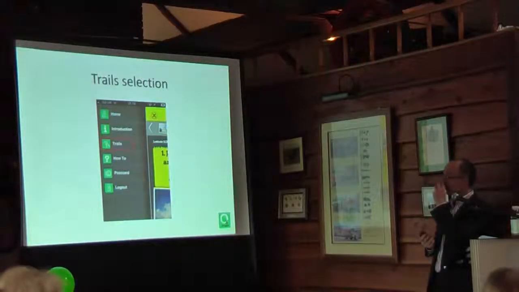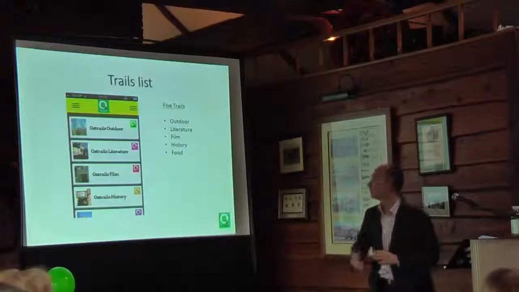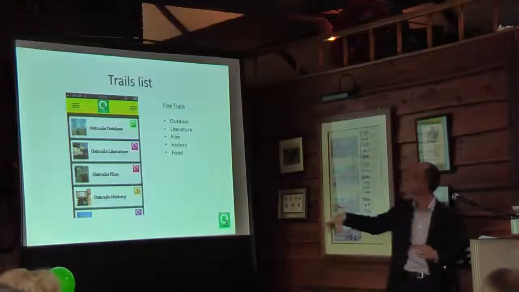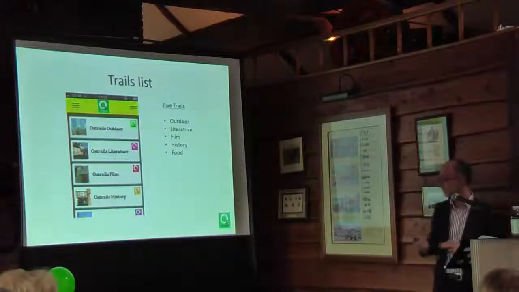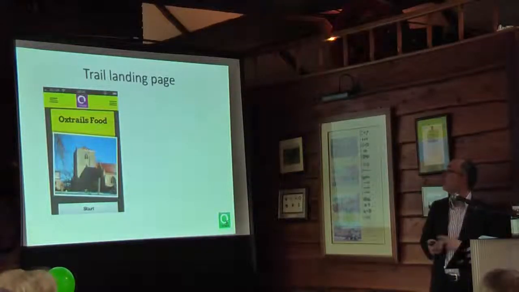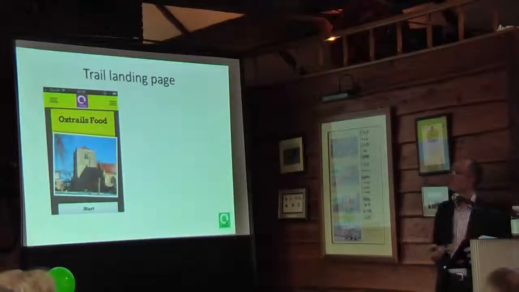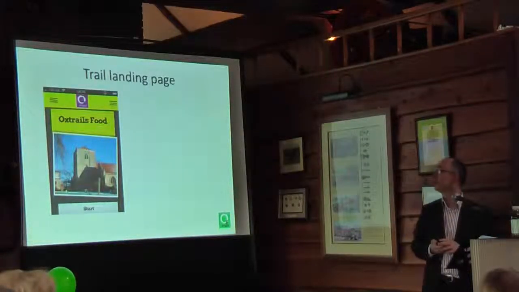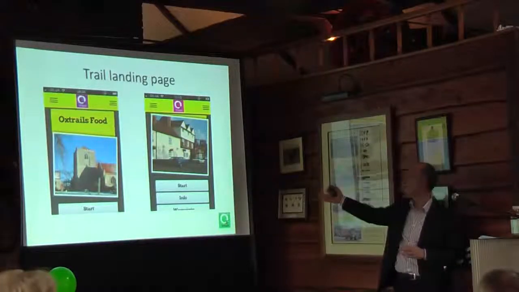Okay, now into the trails. As James said, we've got 5 trails. Sorry, one missed off the bottom when I did my screen grab, so I've listed them to the side. We haven't missed out food, it does exist. You'll then go and click on one of those trails and it will open up. And this is the first page you will see within the application. So Oxtrails food. And then we can drill down a bit more, start, info, and waypoints.